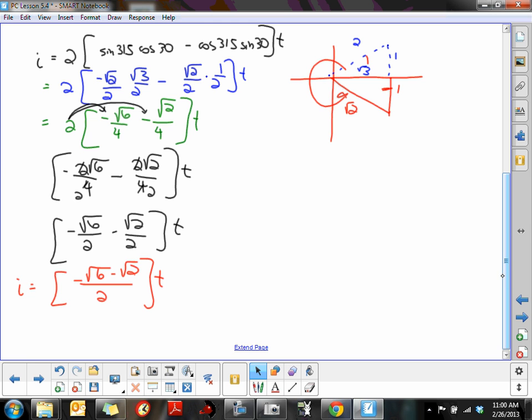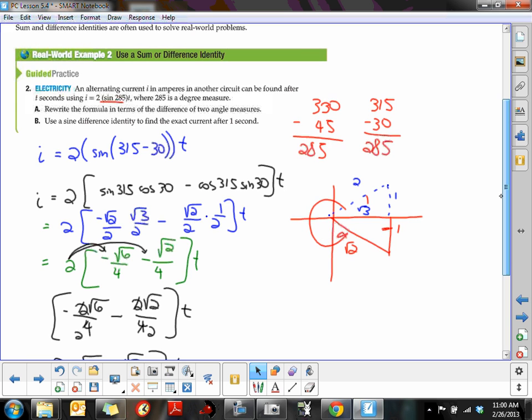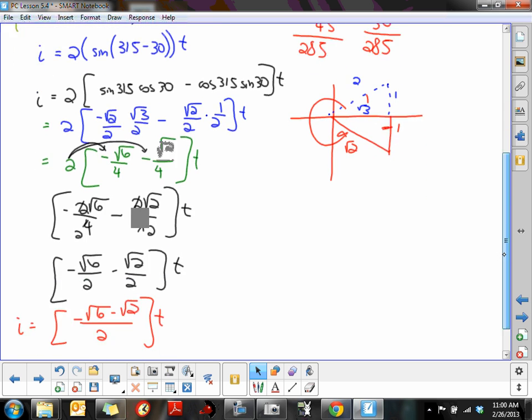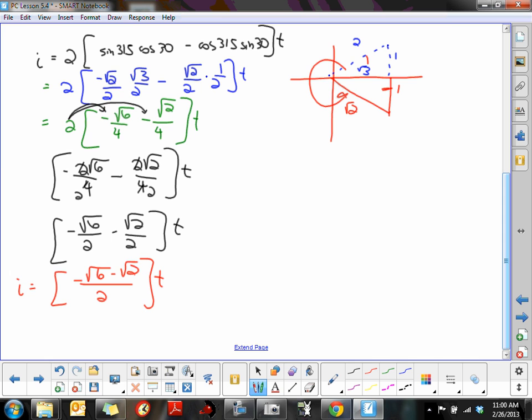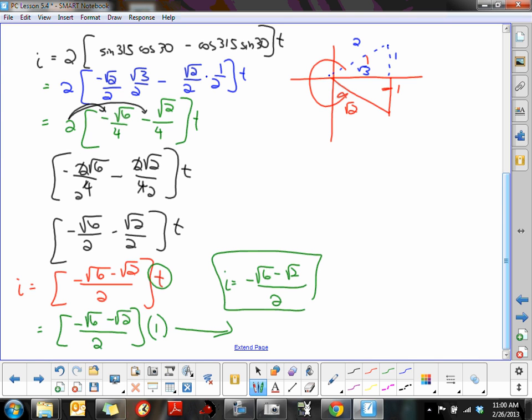Their follow-up question is fairly simple. They say, use your sine difference identity to find the exact current after 1 second. So what we're going to do is plug in the value of 1 for time, which is no big deal because multiplying by 1 doesn't change our answer. So our final answer will simply be negative square root of 6 minus the square root of 2, all over 2, after 1 second. I will equal that. So another example of using the sine of a sum, or in this case, the sine of a difference identity.